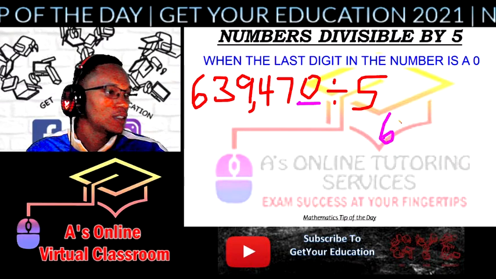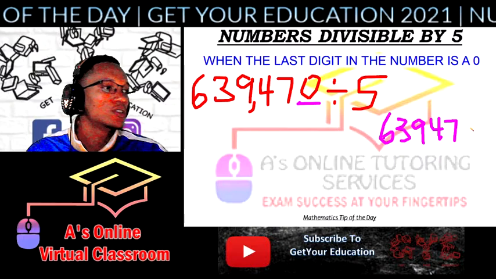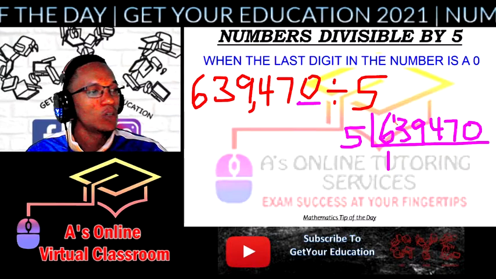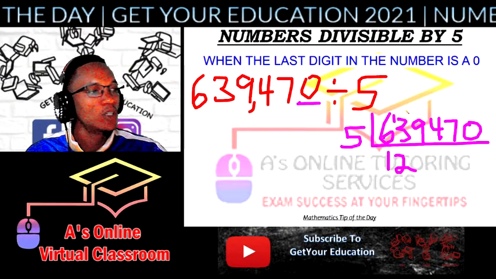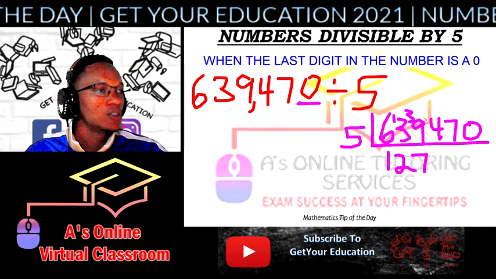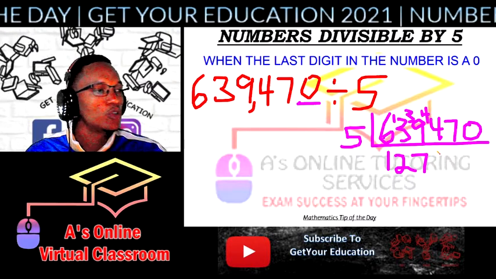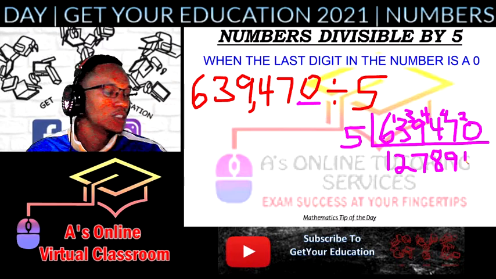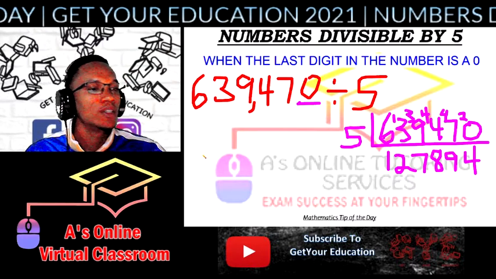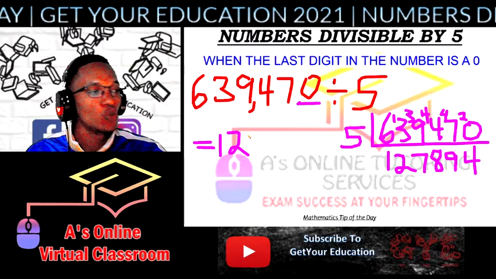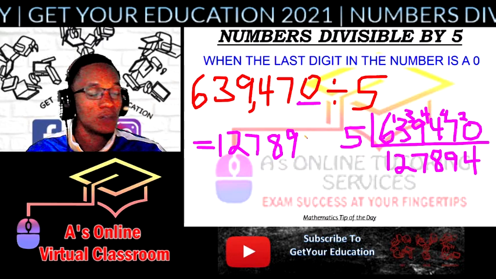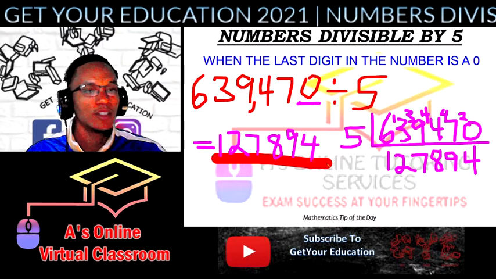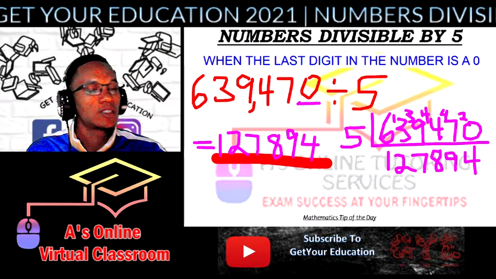So we can do this in a short division to mix it up a little bit. Divide that by 5. So now we're saying 5 into 6 is 1, remainder 1. 5 into 13 is 2, remainder 3. 5 into 39 is 7, remainder 4. 5 into 44 is 8, remainder 4. 5 into 47 is 9, remainder 2. 5 into 20 is 4, without any remainder, and that's the answer. So numbers that end in 0, as well as numbers that end in 5, can easily be divided by 5. That's the answer there. So that's numbers divisible by 5.